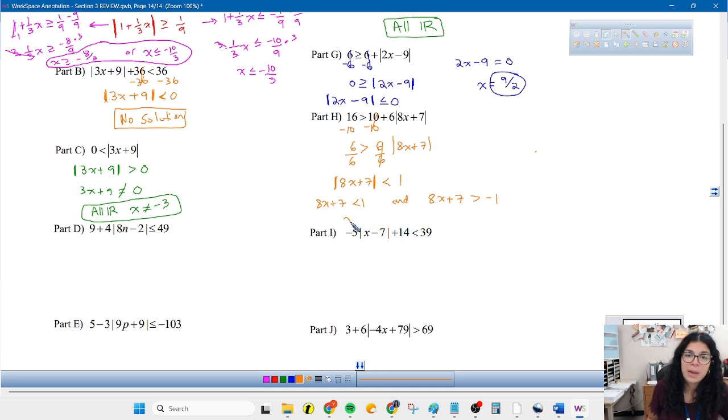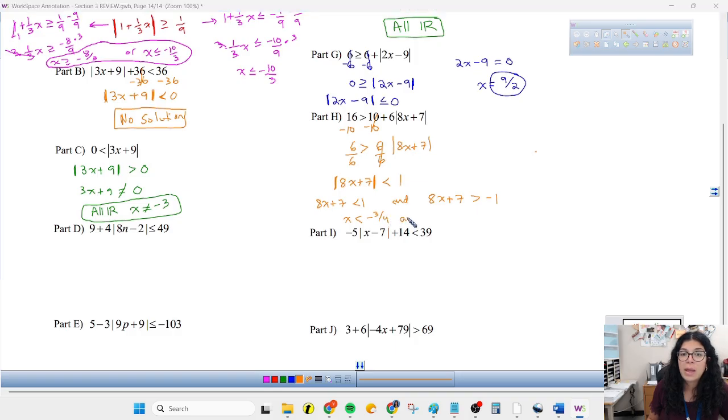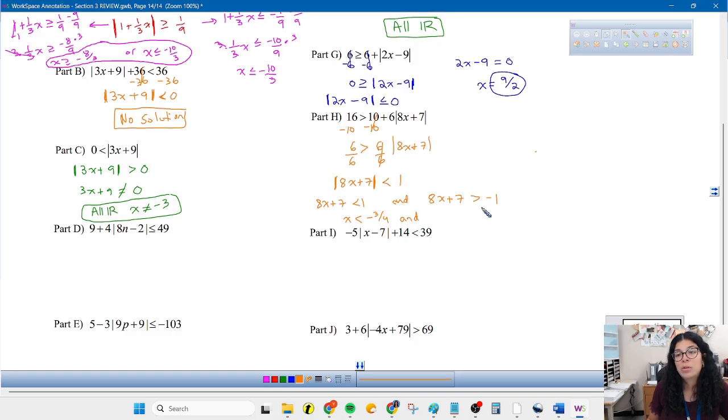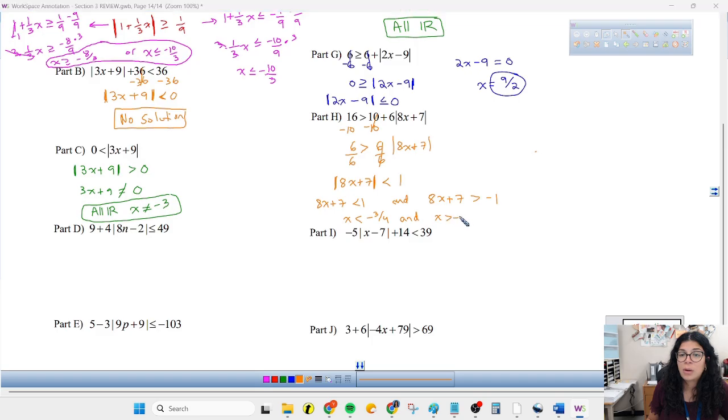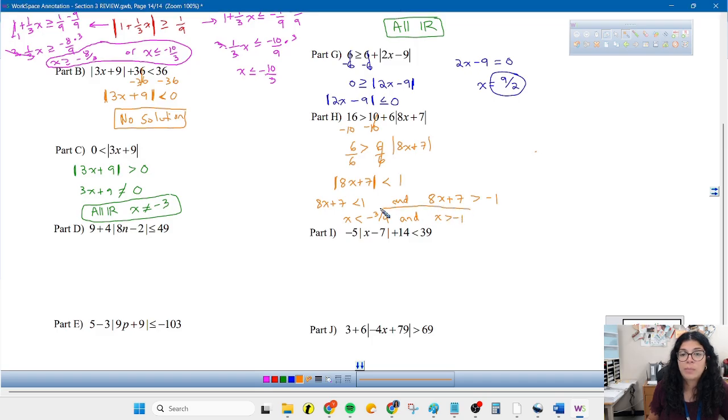So this would be that x is less than, if we subtract 7, that would be -6 over 8, which simplifies to -3 over 4. And subtract 7, that would be -8, divided by 8 would be -1. X is greater than -1. So it would have to be between those two numbers, and that would be a distance of less than 1.